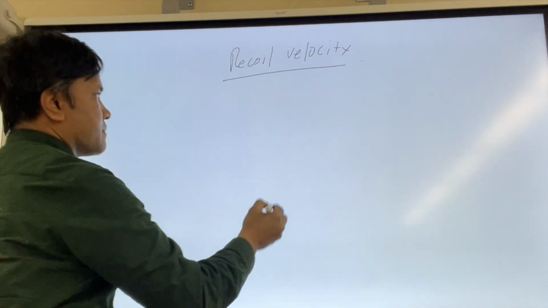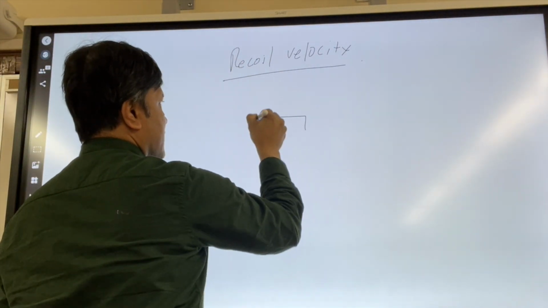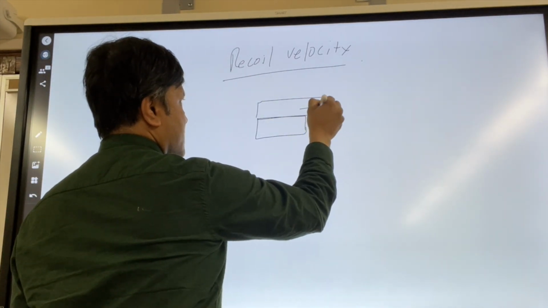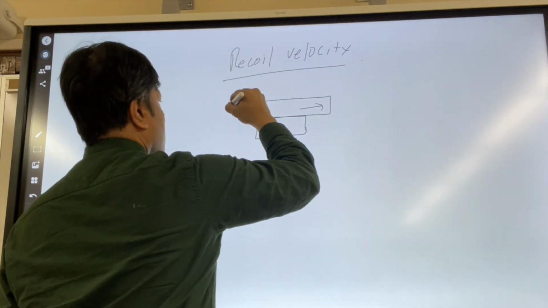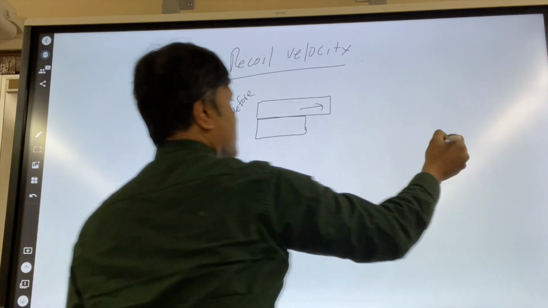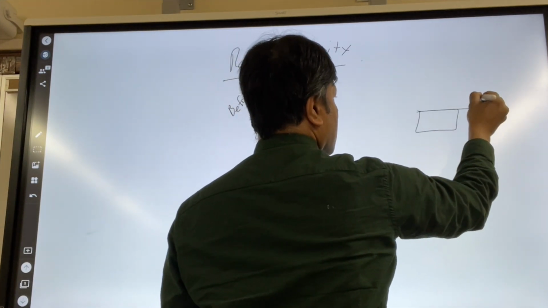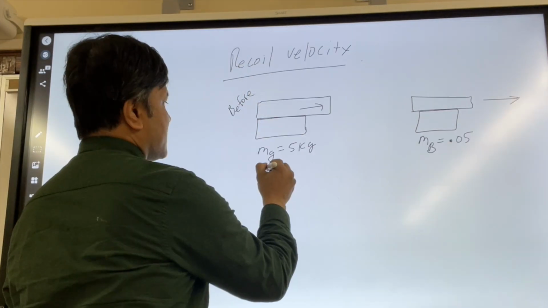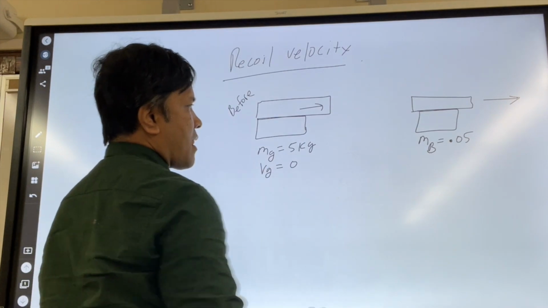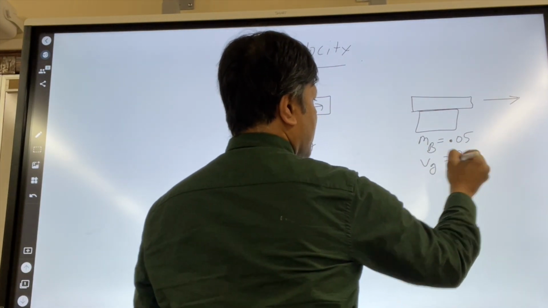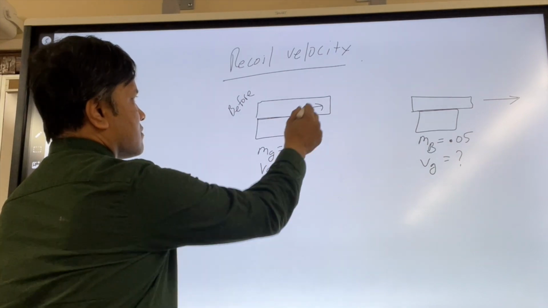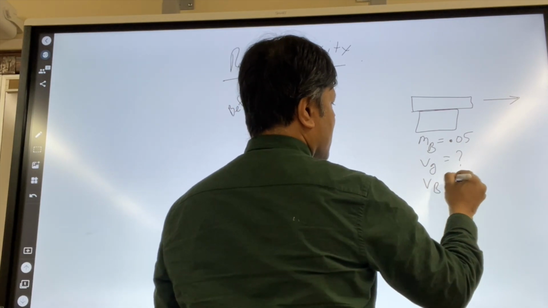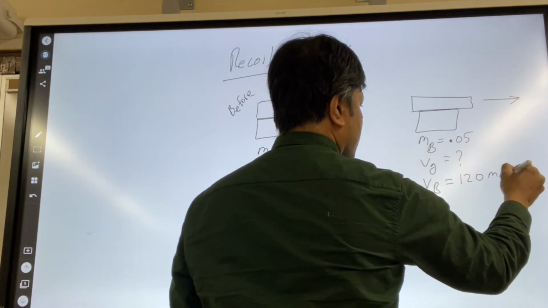So I have a gun, all right, so let's consider a gun and then let's consider a bullet. This is before and this is after. Now the bullet is outside the gun. Velocity of the gun before is zero, velocity of the gun after we have to find. Velocity of the bullet before is zero, and after it is 120 meters per second.